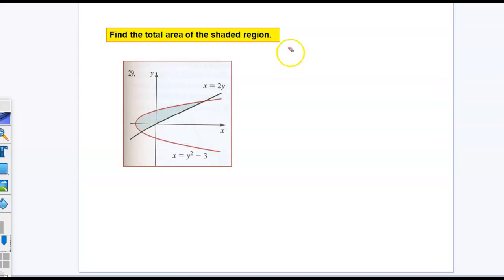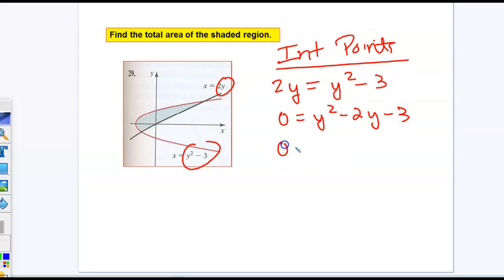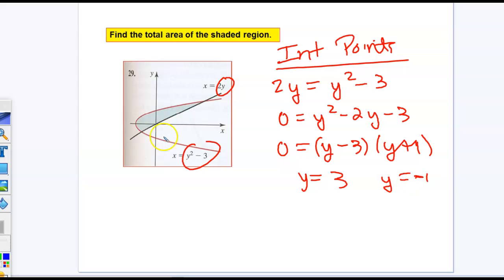Now what I'm going to do is find my intersection points. Notice that in this case, both equations are in the form x equals, so I can equate 2y to y squared minus 3, set it equal to 0. This is going to be y minus 3, y plus 1. So I get y being 3 or y being negative 1. This intersection point is negative 1, and this intersection point up here is where y is 3.